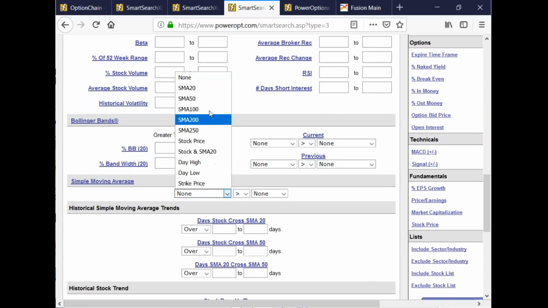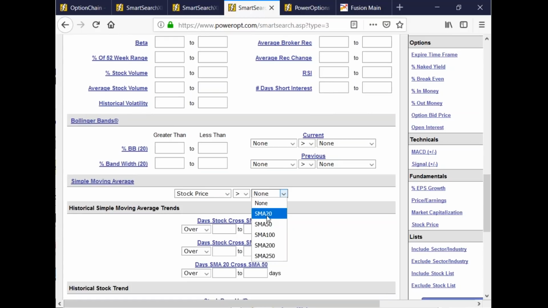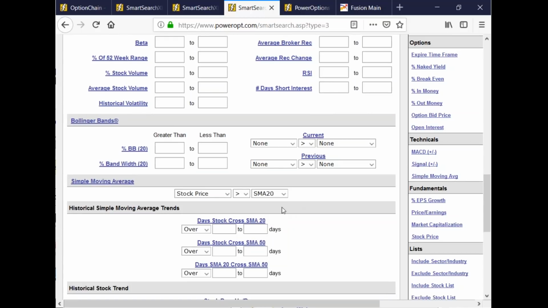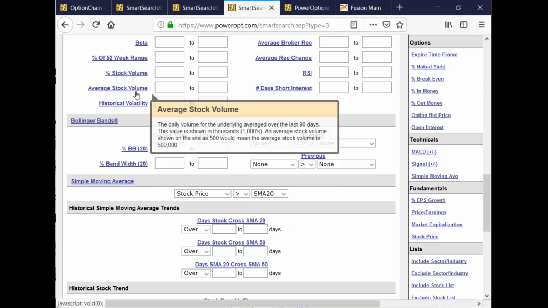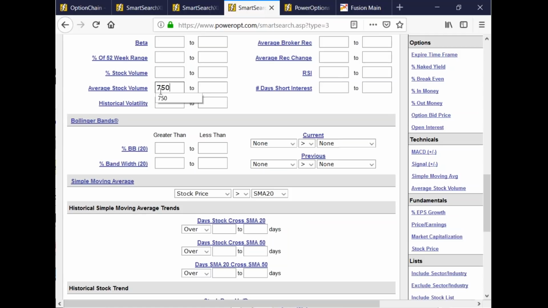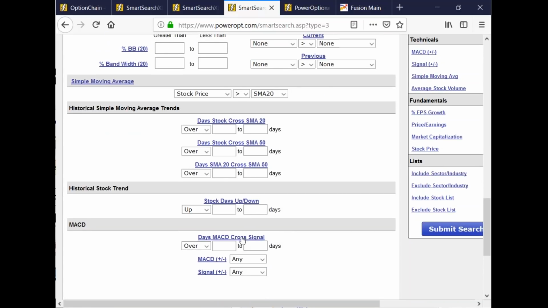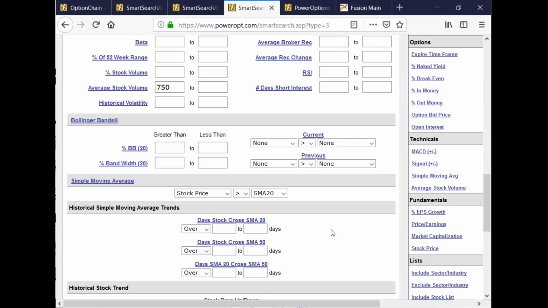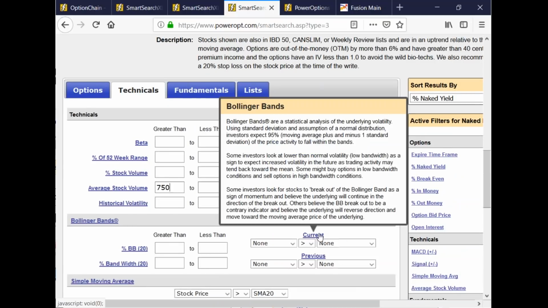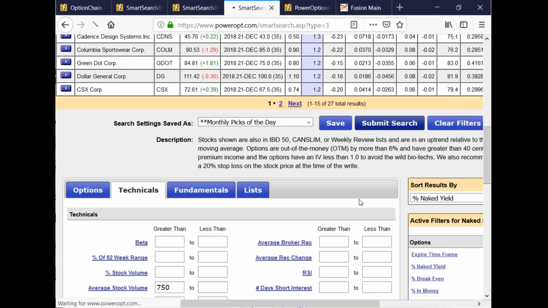Technicals, hey, I may want to see something in an uptrend. I know this seems like a lot, but in a moment I'm going to show you that it's really not that much at all. I'm going to use stock price above SMA 20. You can use Bollinger Bands, historical volatility. Average stock volume is a good one. That's measured in thousands. So I only want to see stocks that average 750,000 shares traded per day on average. You can also use RSI or MACD cross to look for more of a trend. But we're just going to keep this as is. We're going to keep it right where we've got it.